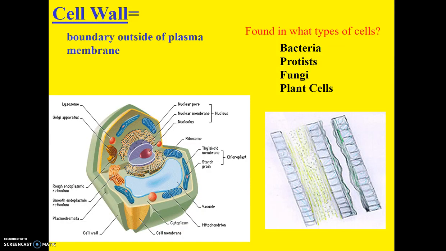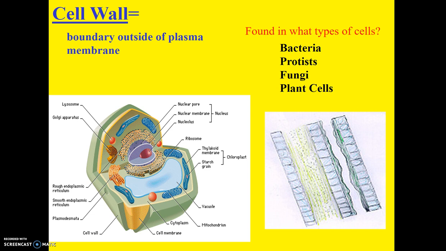The cell wall, on the other hand, we typically talk about it initially being in plant cells, but you're going to find cell walls in a lot of other organisms. A lot of bacteria and protists, as well as fungi, have cell walls. The cell wall is a rigid structure on the outside that protects the cell. That's really its job. The cell membrane still controls what moves in and out.